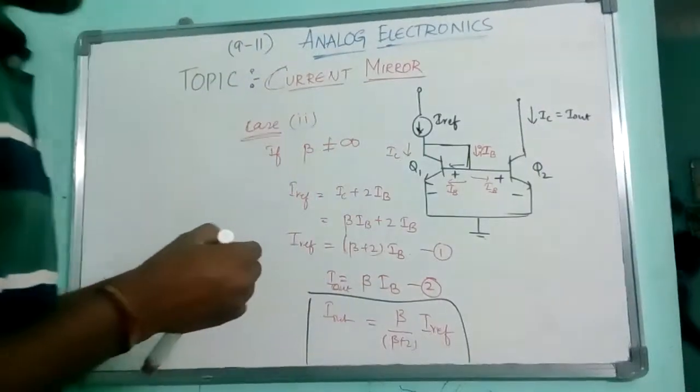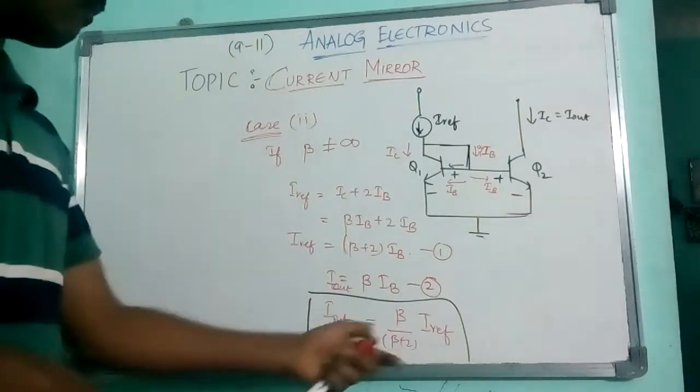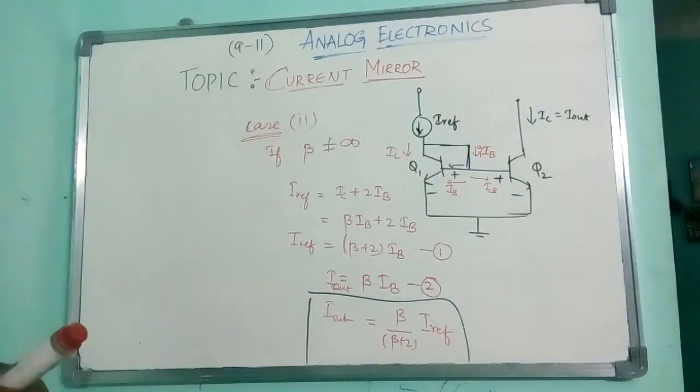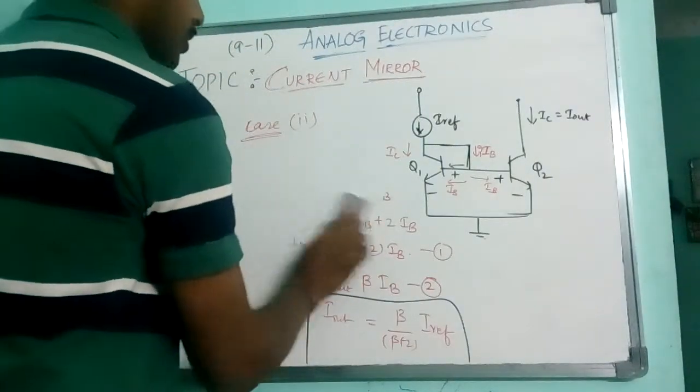This is the second case here. Whenever beta is not equal to infinity, then I out equal to beta by beta plus 2 into I reference. Okay. Now again, the next case.